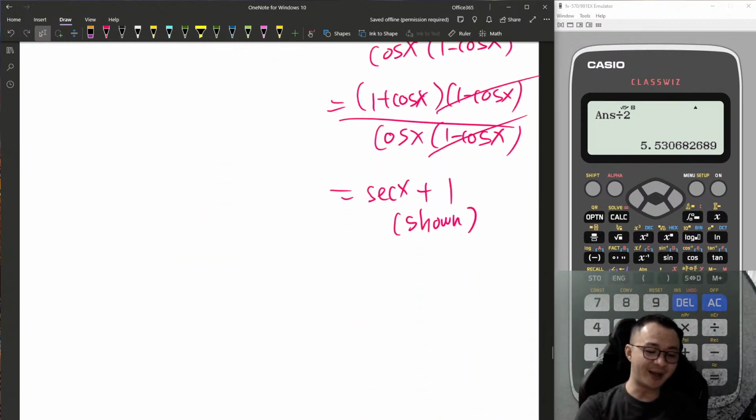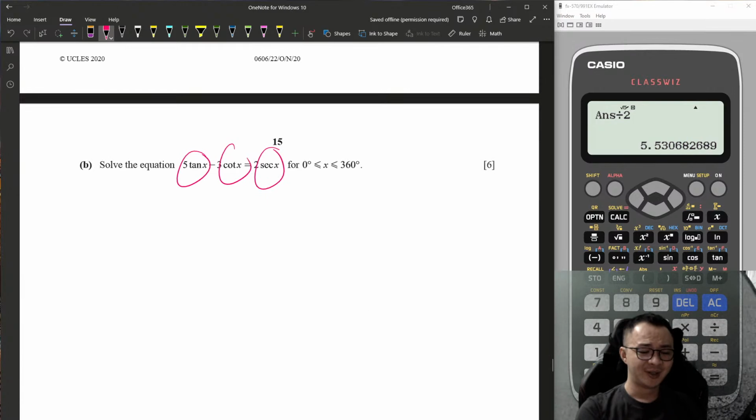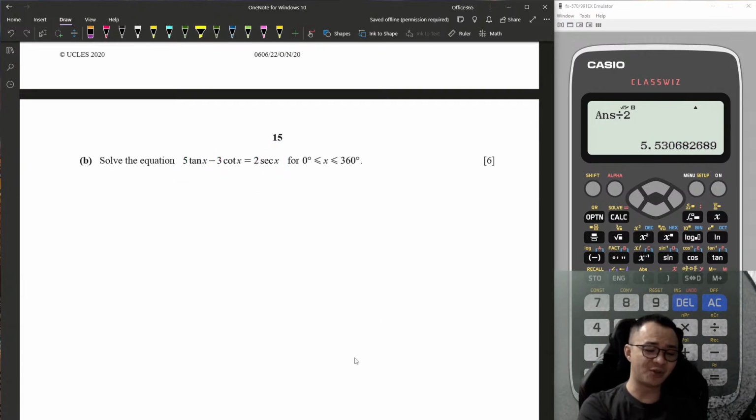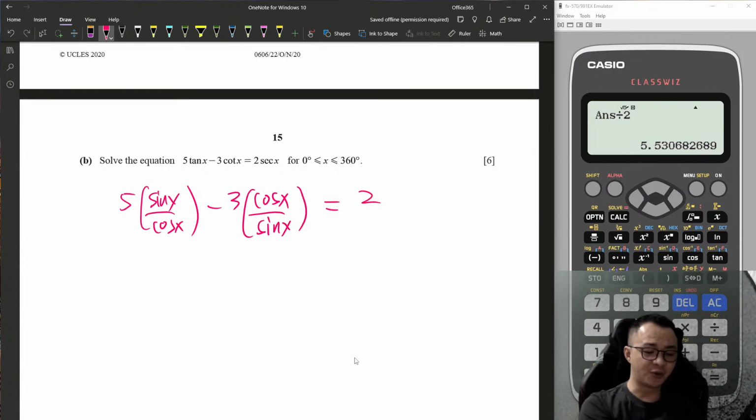Okay, so 4 mark, yeah, easy 4 mark. Then solve this one. I've got tangent, cotangent, secant, but I know everything here I can change to sine and cos, isn't it? Yeah, let's do it. So 5 sin x over cos x minus 3 cos x over sin x equals 2 over cos x. This is how you change the tangent, cotangent, and secant.